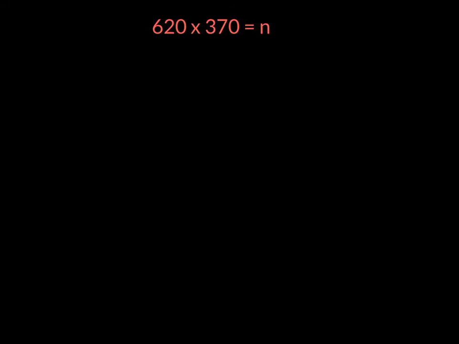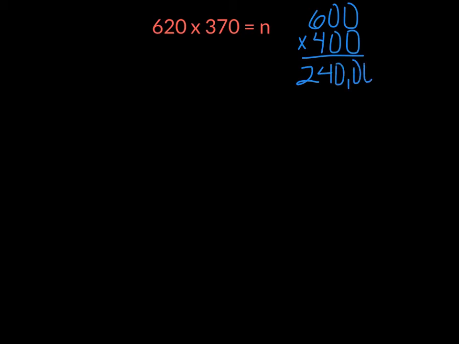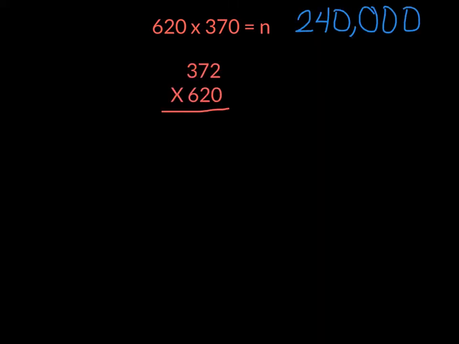We're going to first estimate, so that way we can check our answer against it later. So 620 we would estimate to being 600 times 370, we're going to estimate to be 400, which is going to equal 240,000. Now we can take that answer and check it against our product later. Okay, now we will actually multiply the number out.